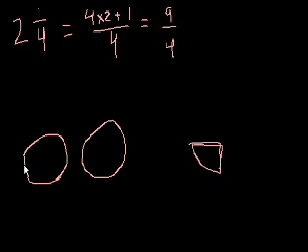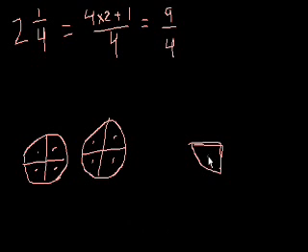Well, if we take each of these pieces, oh, whoops, I need to change the color. If we take each of these pieces and we divide it into fourths, we can now say how many total fourths of pie do we have? Well, we have 1, 2, 3, 4, 5, 6, 7, 8, 9 fourths. Makes sense, right? 2 and 1/4 is the same thing as 9 fourths. And this will work with any fraction.